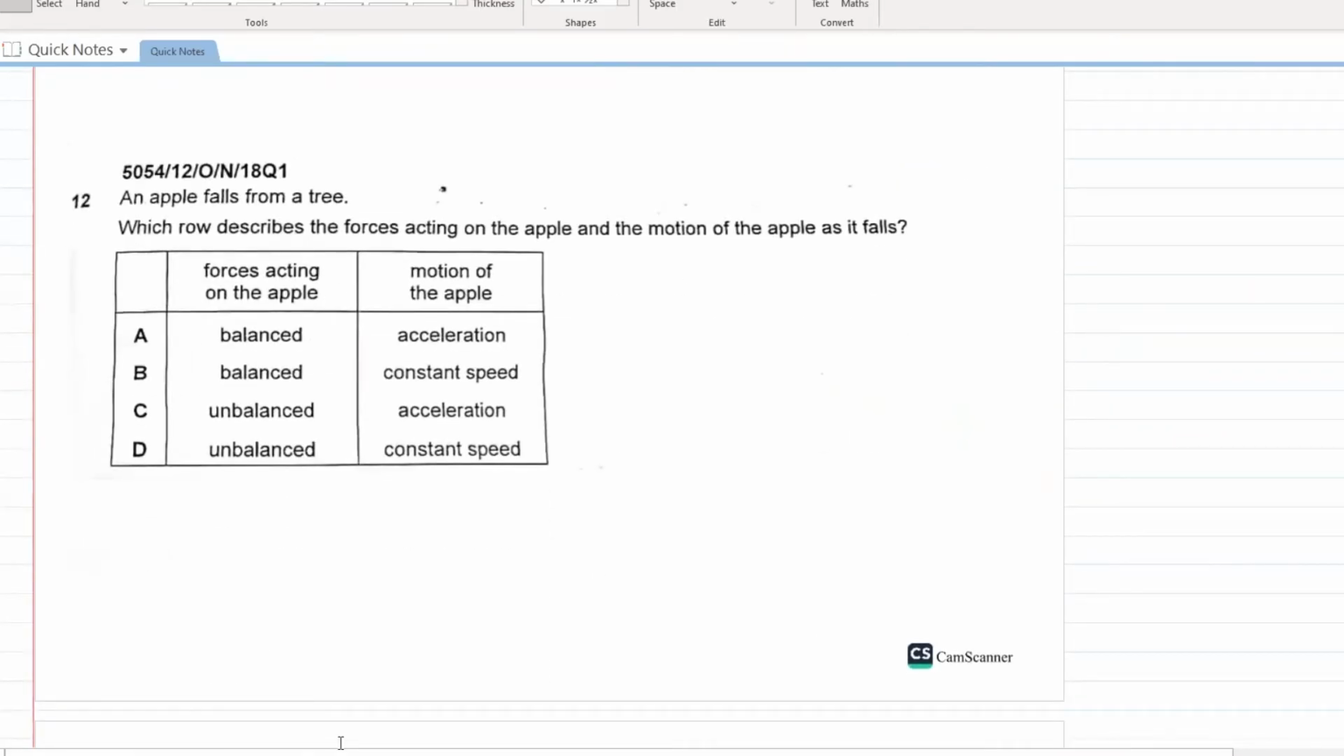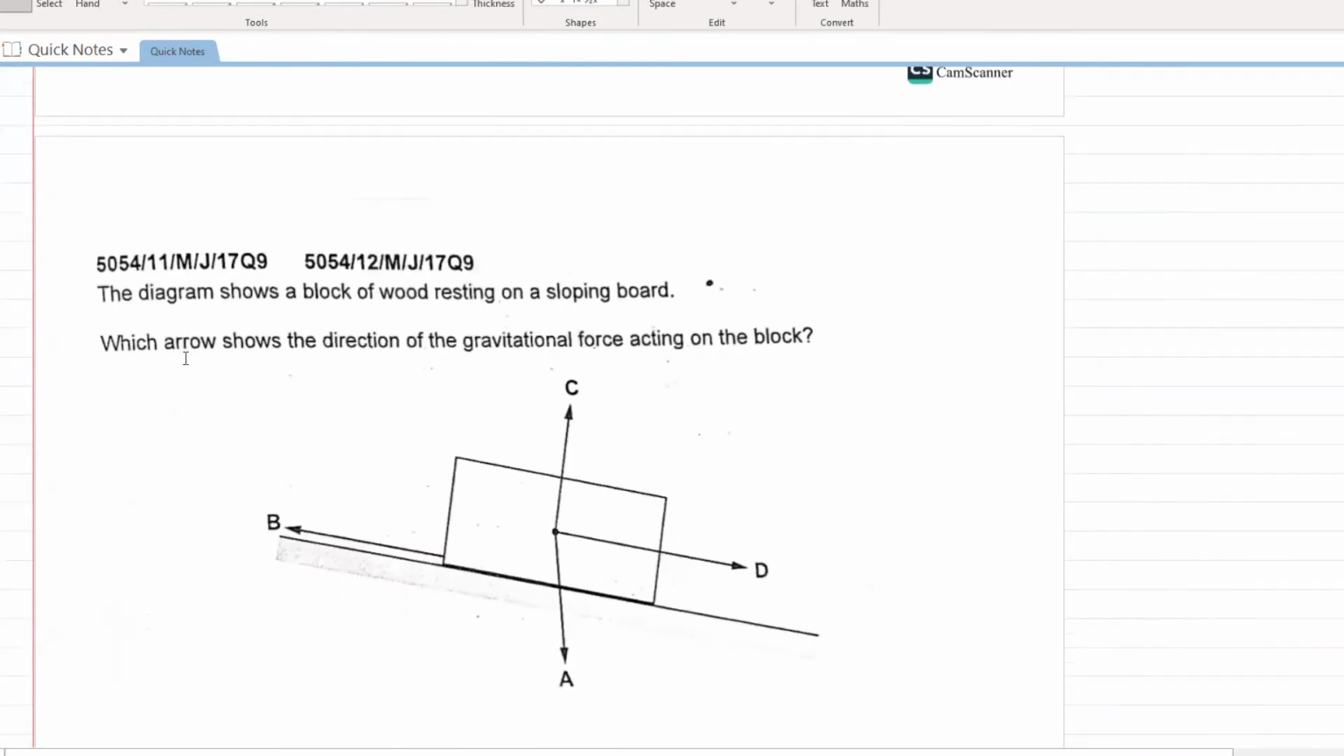An apple falls from a tree. Which row describes the forces acting on the apple and the motion of the apple as it falls? Okay. So, first of all, let me try and make an apple. Let's say this is your apple, somewhat like this. If it is falling from a tree, first of all, the forces will be unbalanced because initially the weight will be much greater compared to the air resistance. So the forces will be unbalanced. Secondly, due to unbalanced forces, there will be a resultant force which will lead to acceleration. C is your answer. Let's further move ahead.